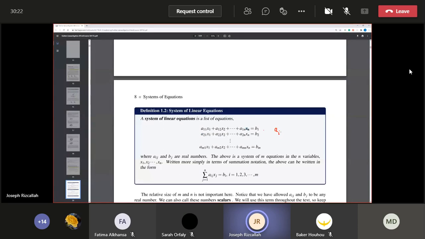So this a ij, where i is the number of the equation. You see this, it's called the subscript. This subscript is the number of equation. So here we have equation number 1, and then equation number 2, and then equation number m. And this is the number of the unknown, so it tells you what unknown it is multiplying. It's multiplying the first unknown, the second unknown, the nth unknown, whatever it is. And the collection of these numbers is called the coefficients of the equation.